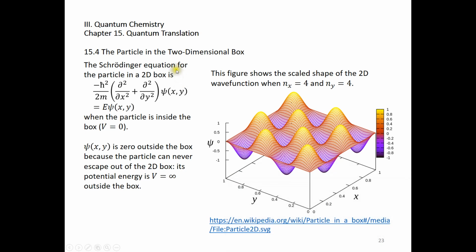Chapter 15, Quantum Translation, Section 15.4, the particle in the two-dimensional box. The Schrödinger equation for the particle in a two-dimensional box is this. We have the kinetic energy operator applied to psi equals E psi. The kinetic energy operator includes two parts: the kinetic energy operator in the x direction and that in the y direction.